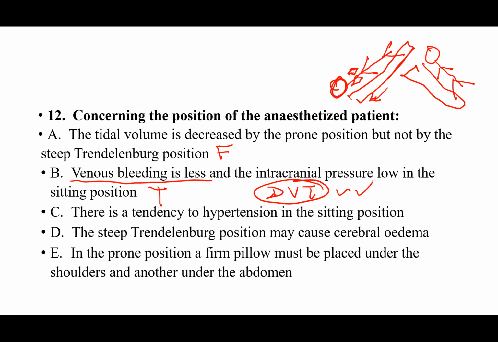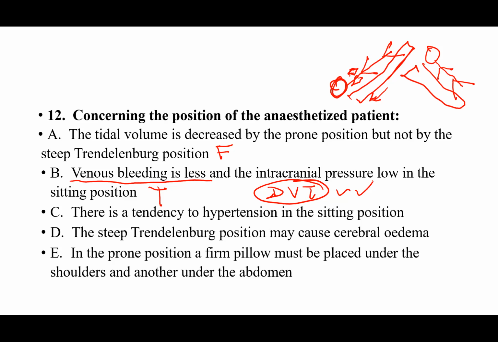So you should know that sometimes in head and neck procedures, the patient might be elevated 15 degrees head up, so that the venous drainage will be improved, which will reduce bleeding. If the patient is seated, you should know that the bleeding is reduced if you are operating on the head, but that patient stands a risk of developing DVT.